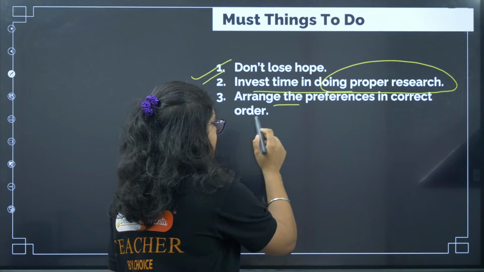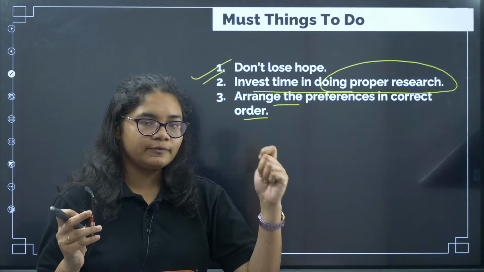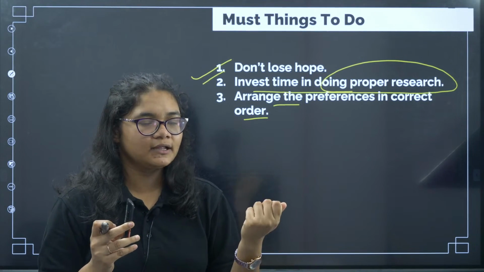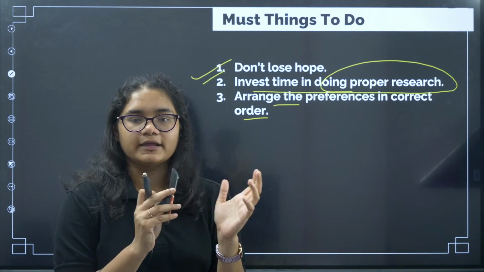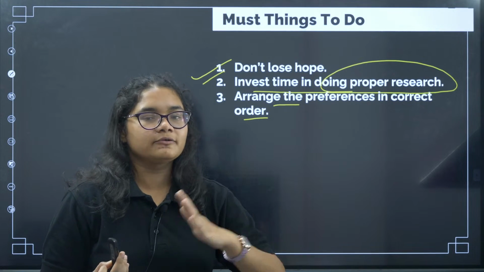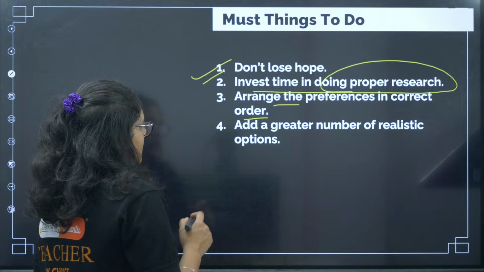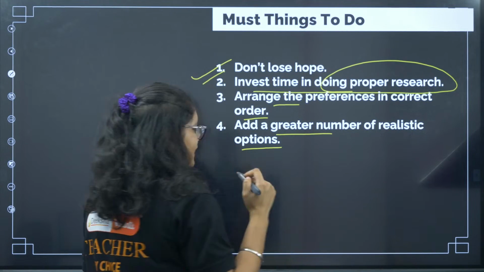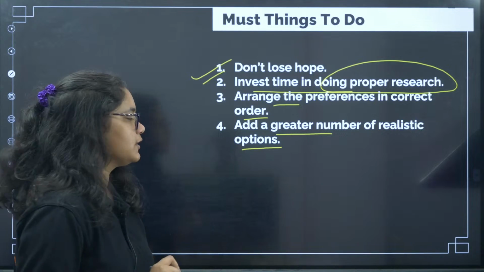Next, arrange the preferences in the correct order as we have discussed. First, the colleges where there is no chance of getting in, or slightly high cutoff colleges. Second, where the cutoff is comparable, near your rank, and third, where the cutoff is below your rank. In this way you need to arrange your option entry. Then add a larger number of realistic options, only those where there is a probability of getting the college.